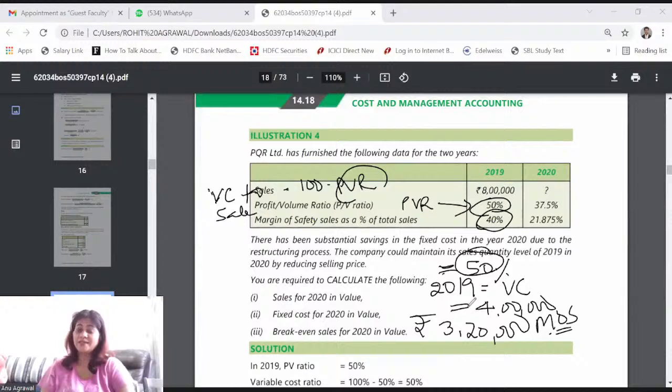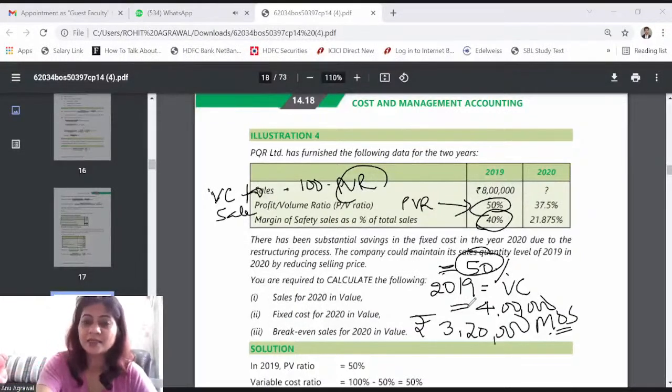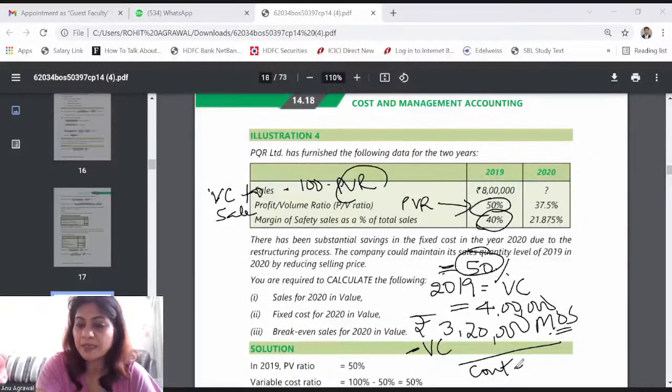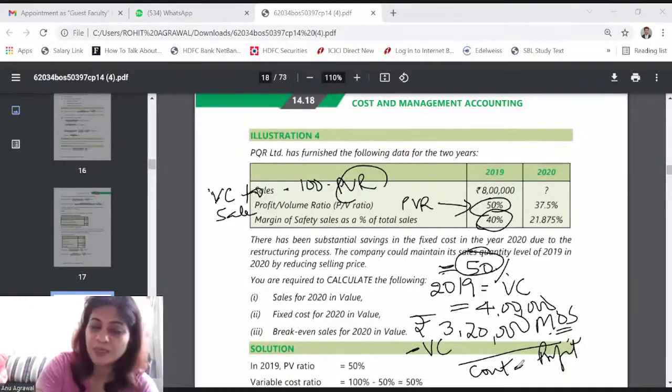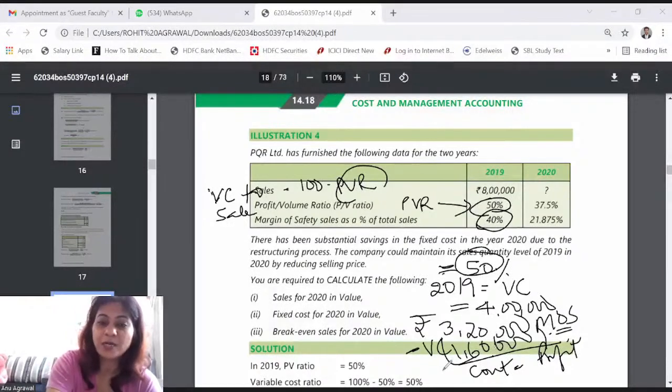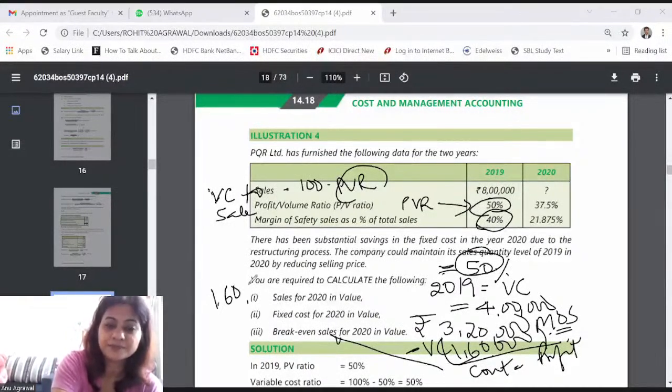Now guys, at MOS sales, there are no fixed costs. At MOS sales, if I deduct the variable cost, the contribution which I'll get will be nothing but profit. Yes or no? And if I know that the variable cost percentage is 50%, that means at MOS also, 50% of this is how much? 1,60,000. That means my contribution will be how much? It is going to be 1,60,000.